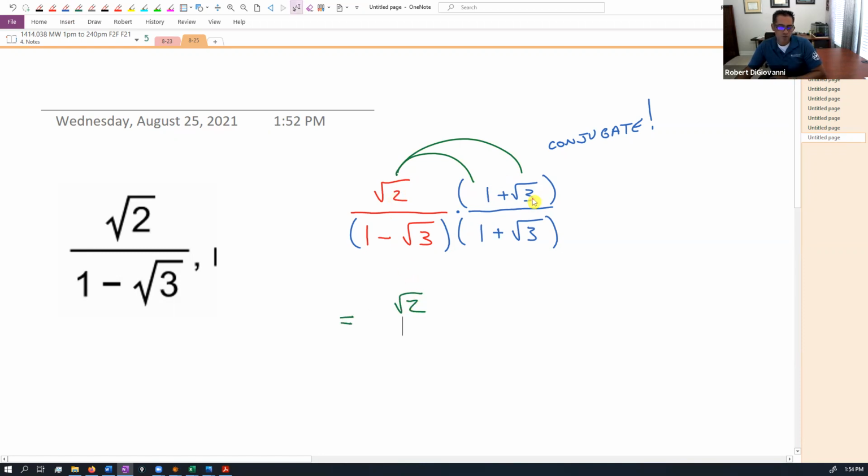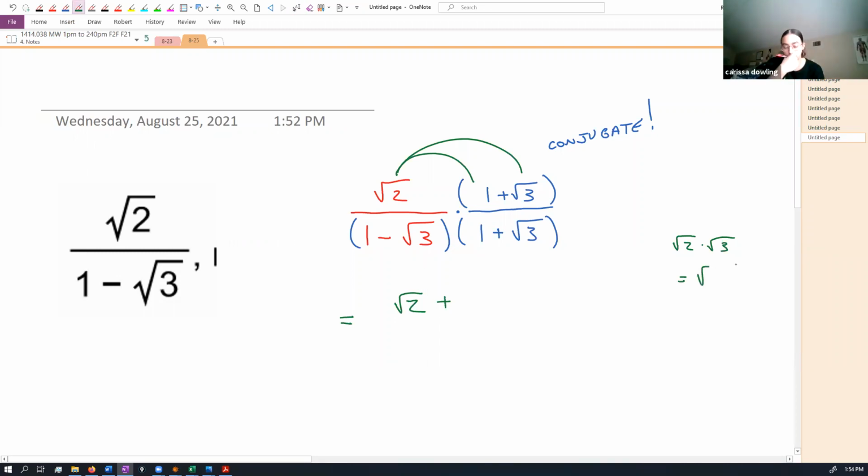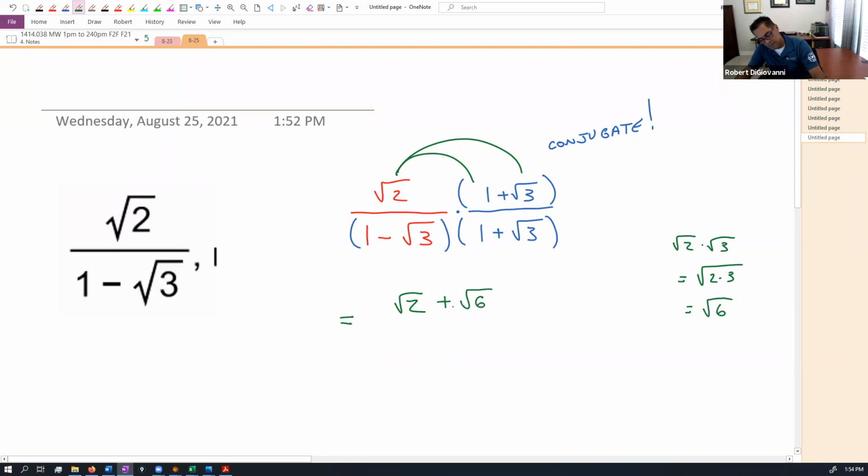What is root 2 times root 3? It's going to be plus, but what is root 2 times root 3? How do you do that? Root 2 times root 3. What does that become? Anyone? Root 6. You just multiply the 2 together, you put them under one root, and it becomes root 6. So this is going to be root 6 over.